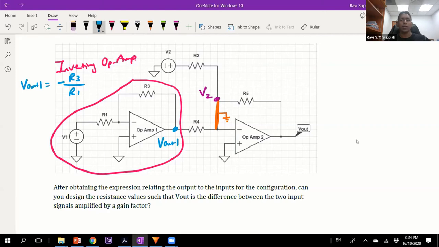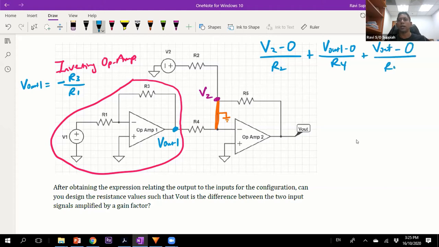What will I get? I can say that V2 minus 0, because V2 is 0, over R2, plus Vout1 minus 0 over R4, plus Vout minus 0 over R5 is equal to 0. So I'm applying the node analysis to this node here, V2, and V2 is ground. We are saying that all the current flowing in adds up to 0. So all three currents add up to 0.